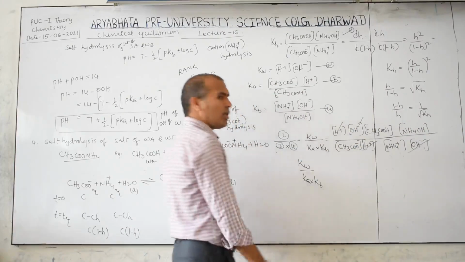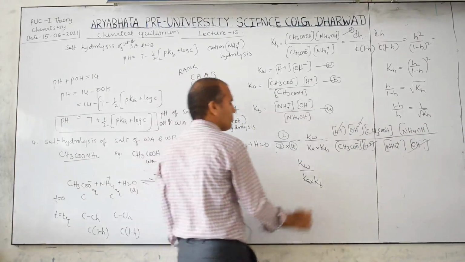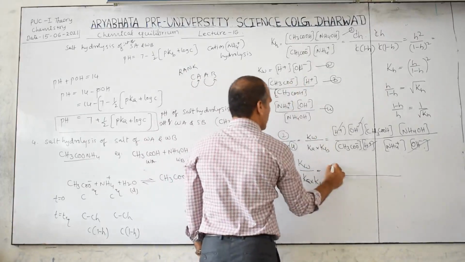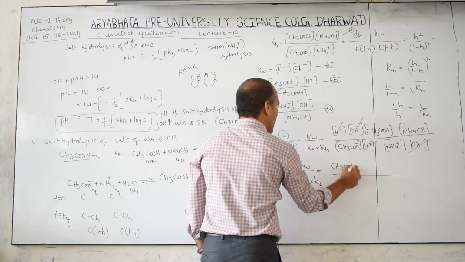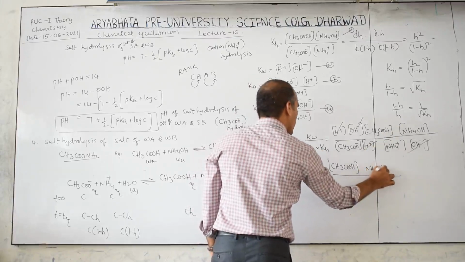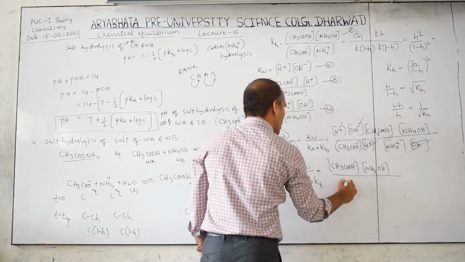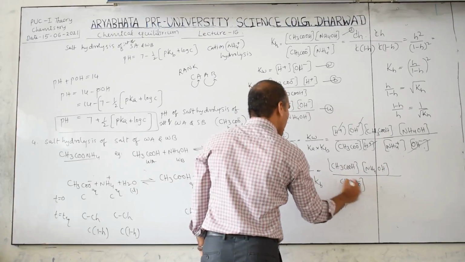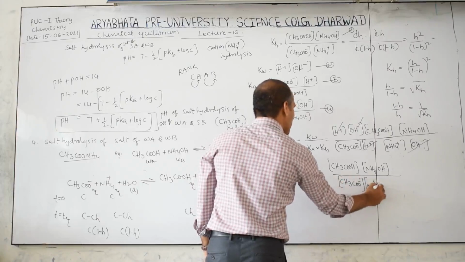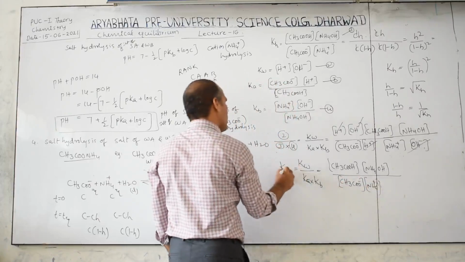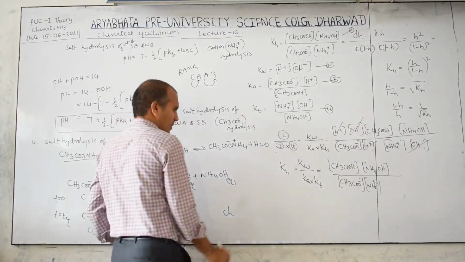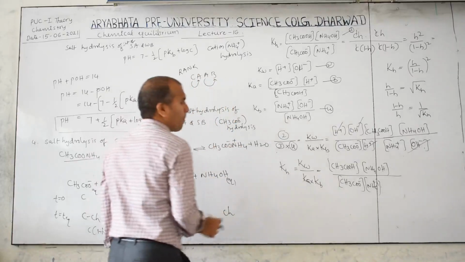Ka into Kb is equal to, what is there here? CH3COOH is in the numerator, and NH4OH is also in the numerator, and the denominator is CH3COO minus and NH4 plus. So this is equal to which one? KH. Very well, we know that this is KH.